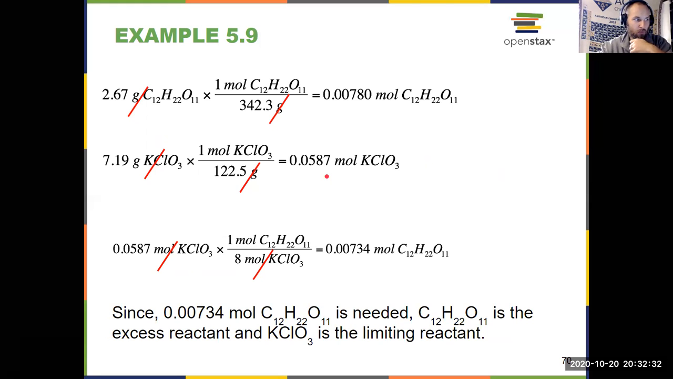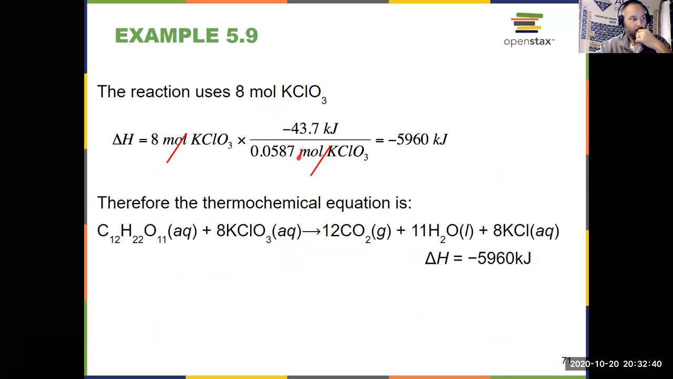So knowing that that's the limiting reactant, the 43.7 kilojoules that was produced in this reaction corresponds to the 7.19 grams of potassium chlorate, right? Specifically 0.0587 moles. That reaction, as it was written, uses 8 moles of potassium chlorate. So 43.7 was for 0.0587, and I used up 8. So 8 times 43.7 divided by my 0.0587, right?